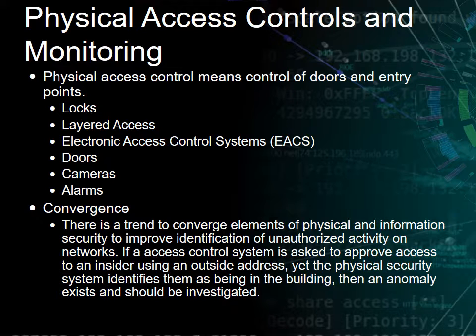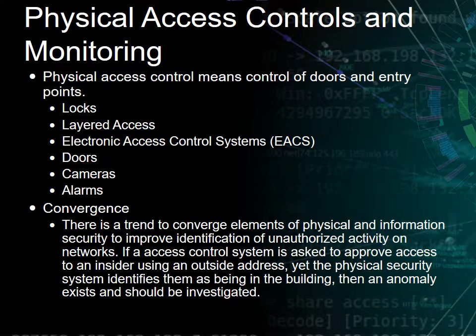Convergence. There is a trend to converge elements of physical and information security to improve identification of unauthorized activity on networks. If an access control system is asked to approve access to an insider using an outside address, yet the physical security system identifies them as being in the building, then an anomaly exists and it should be investigated. So it's detecting the anomaly.